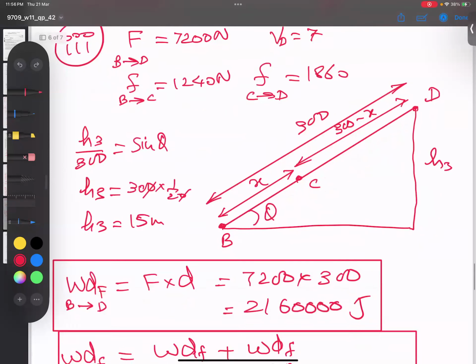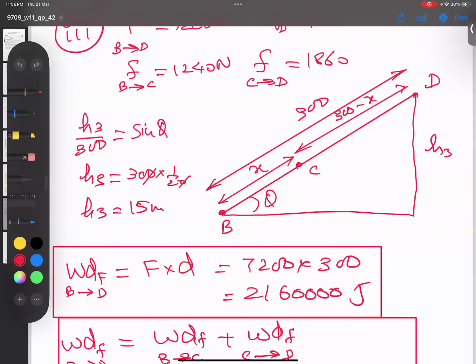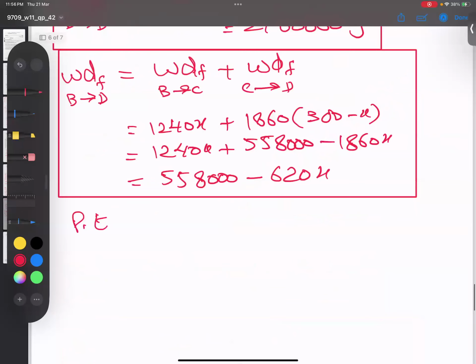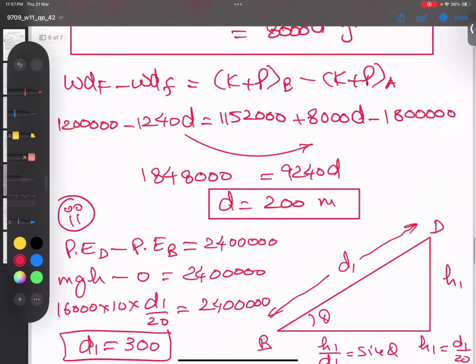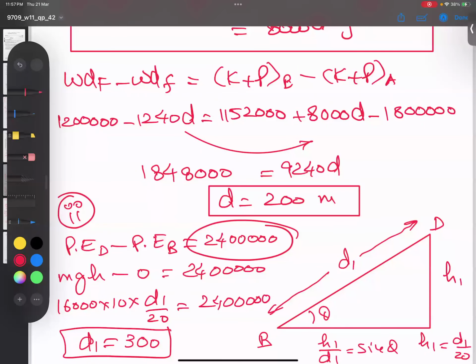If someone asks me what the potential energy is from B to D, I think we have this already. But anyway, I'm just plugging it in now. Potential energy at D is what? MGH. M is 16,000, G is 10, height is 15. So I got 16,000 into 10 into 15. I did not have to find it again, because in the previous portion it was given already, but anyway, no problem.